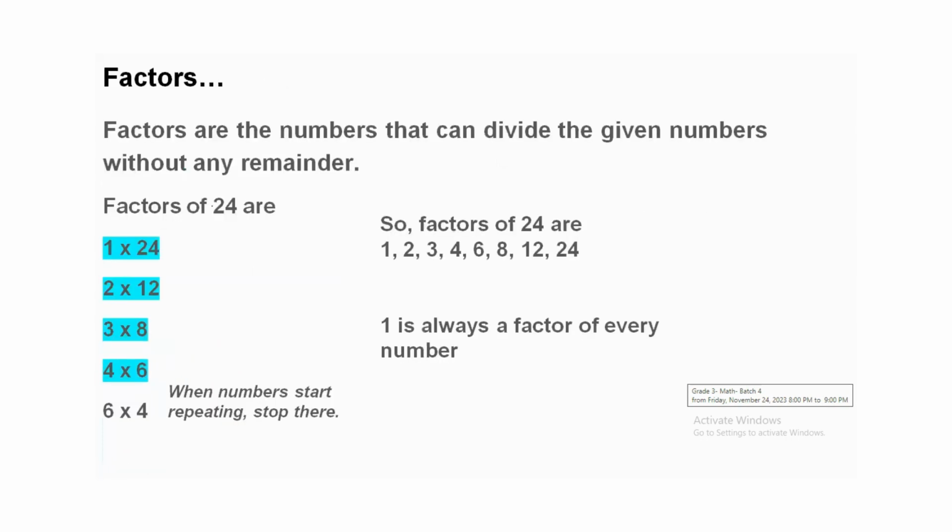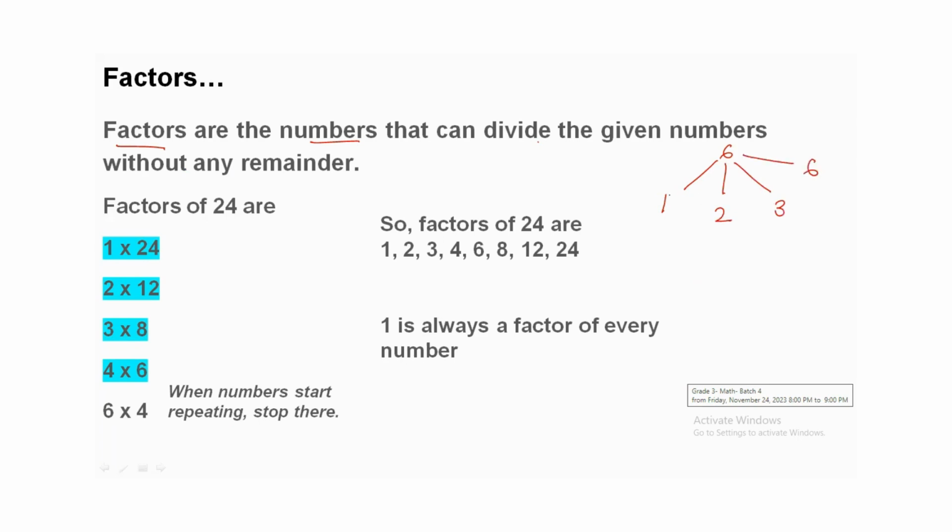Now we will learn what factors are. Factors are the numbers that can divide the given number without any remainder. So if some number 6 is there, 6 is divisible by 1, 6 is also divisible by 2, 6 is also divisible by 3, and 6 is also divisible by 6.